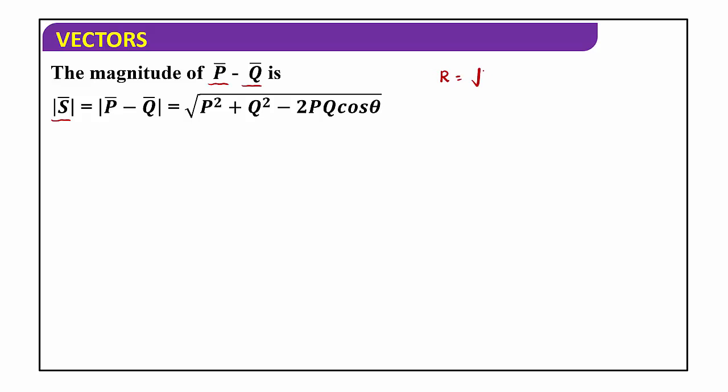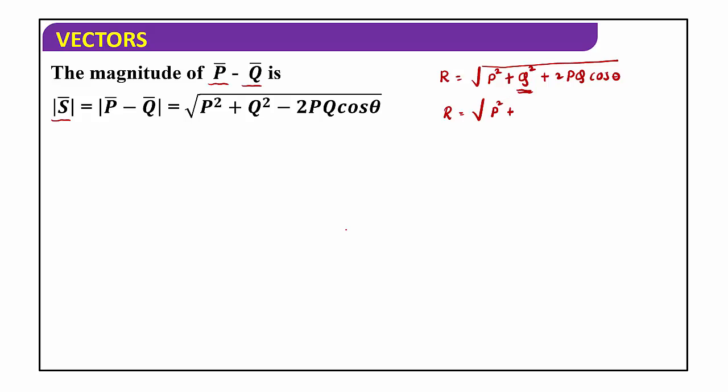We know the expression. In general, we can write R equal to square root of P square plus Q square plus 2PQ cos theta. This expression we already studied. But here we are going to subtract the vectors. How to write the expression? Observe here. R equal to square root of P square plus, in place of Q, Q is what here? The negative vector.